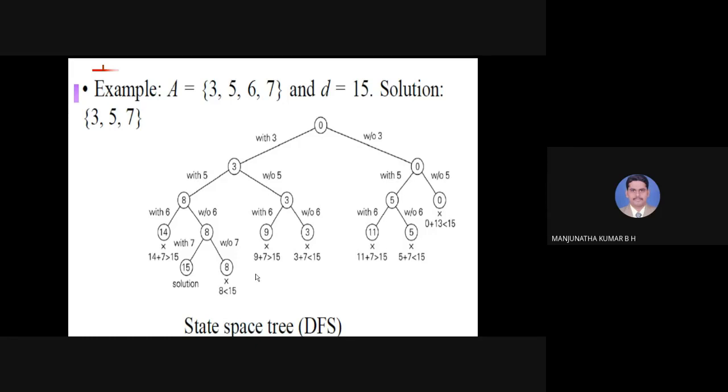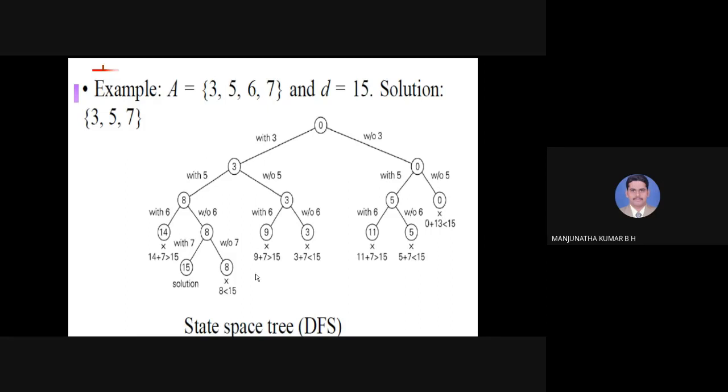Take the next element, 6. 8 plus 6 is how much? 14. Still 14 is lesser than 15. Till now it is acting as a promising path. You may get a solution. But the remaining element is 7. 14 plus 7 is how much? 21. 21 is too large compared to 15. So now I am going to decide this is not a promising path, it is a non-promising path. If you follow this path you will not get a solution.